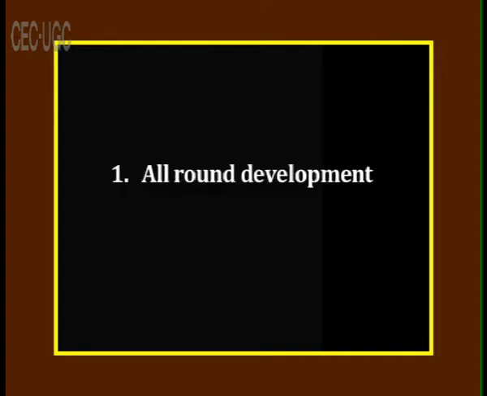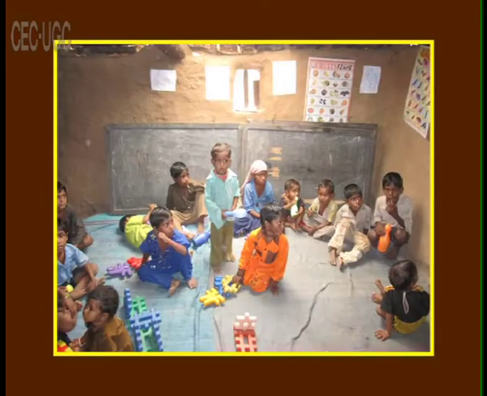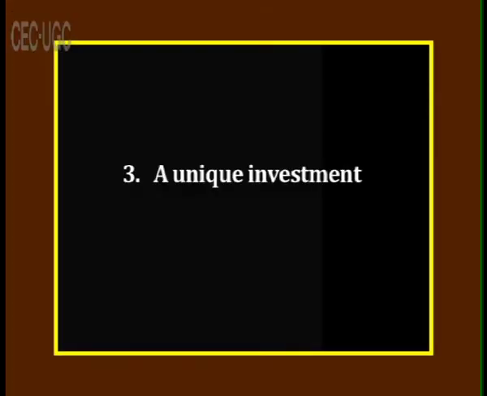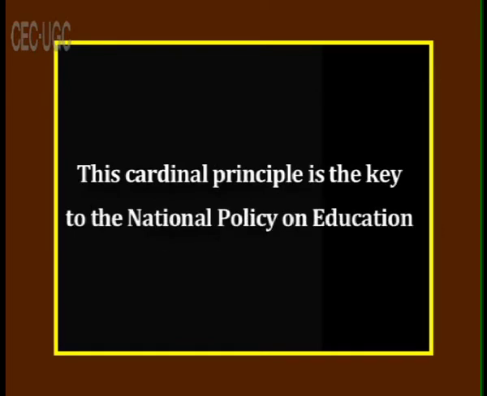First, all-round development. In our national perception, education is essential for all, as it's fundamental to our all-round development, that's material and spiritual. Second, manpower development. Education develops manpower for different levels of the national economy. It's also the substrate on which research and development flourish, being the ultimate guarantee of national self-reliance. A unique investment. Education is a unique investment in the present and the future. This cardinal principle is the key to the national policy on education.